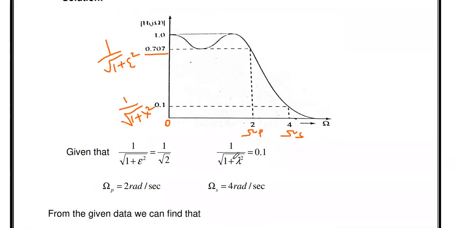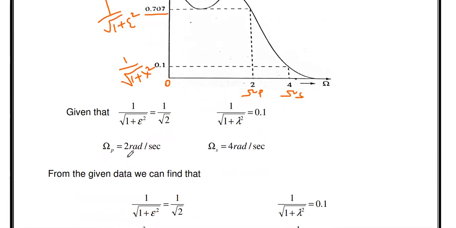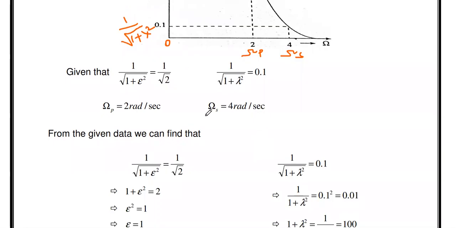So what are the given data? The 4 data given: 1 by square root of 1 plus epsilon squared is 0.707, that is 1 by root 2, and 1 by square root of 1 plus lambda squared is 0.1. Omega p is 2 radians per second, and omega s, the stop band frequency, is 4 radians per second. These are all the 4 data given.